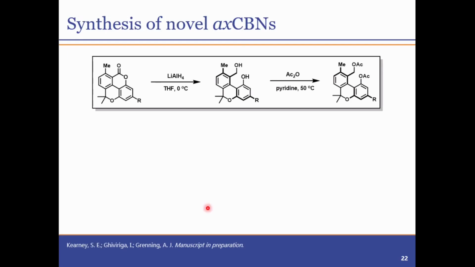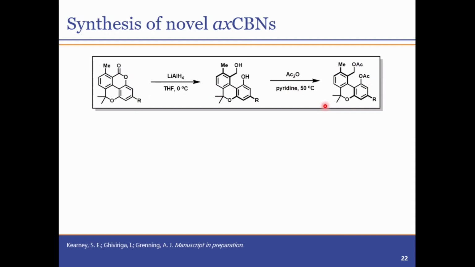So we took our biaryl lactones that we were able to achieve through rhodium catalysis and continued on in our synthetic approach. The next step in this protocol is to use a reductive agent, lithium aluminum hydride, to break this lactone bond to unveil the corresponding diol species. And then these diols can be acylated using acetic anhydride and pyridine to form the corresponding bis acetates.